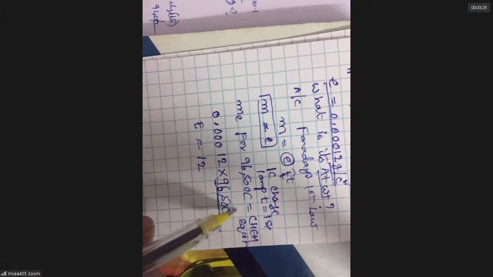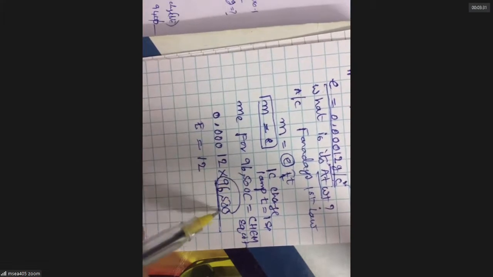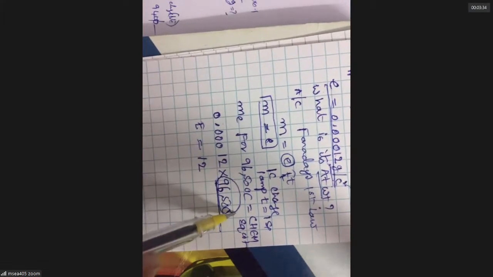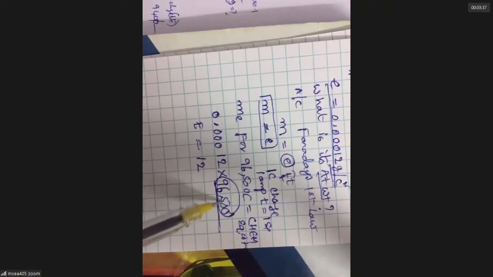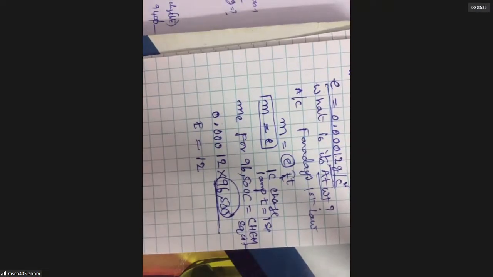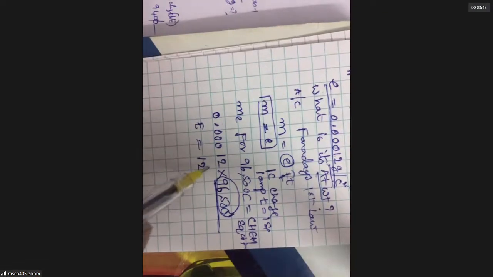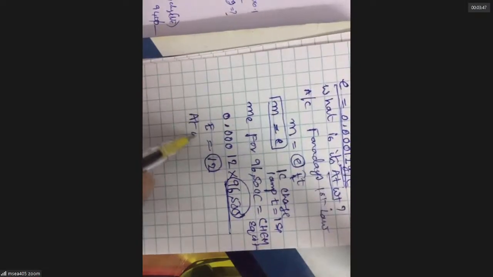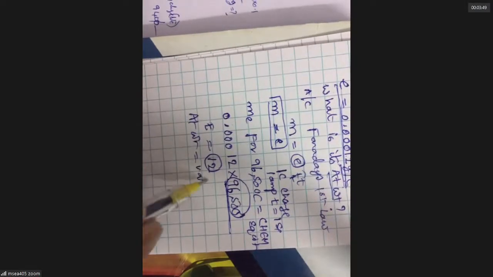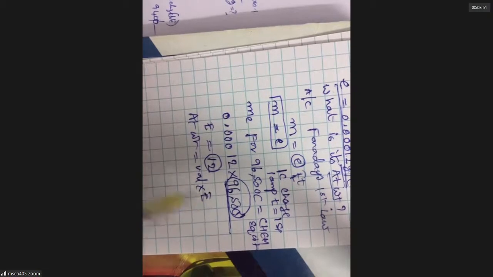Sir, if you don't have time, take 96,500 as 10 to the power 5. Can we check that, sir? It works out to be 12. You know that atomic weight is equal to valency into chemical equivalent.